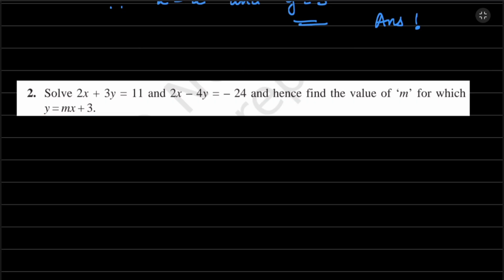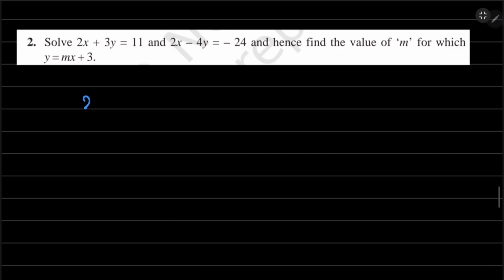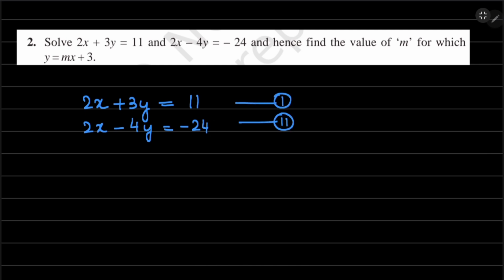So here is the next question. You have to solve. You are again given a pair of linear equations, 2x plus 3y equal to 11 and 2x minus 4y equal to minus 24. Find the value of m for which y equal to mx plus 3. Let's do it. Here it is not specified whether we have to use elimination or the substitution method. We can choose any one. So 2x plus 3y equal to 11, 2x minus 4y equal to minus 24. Let these be equations 1 and 2 respectively.